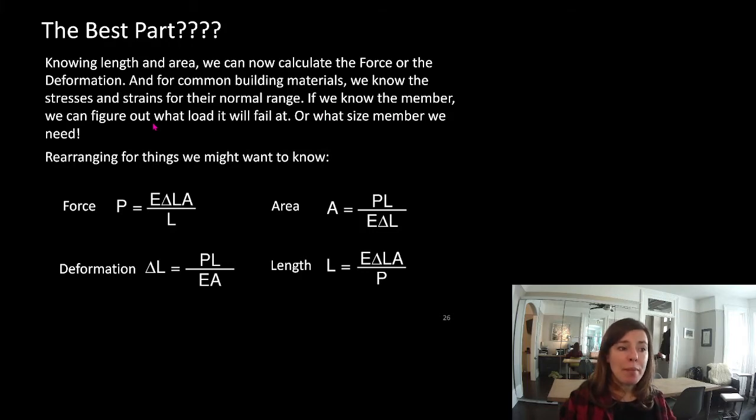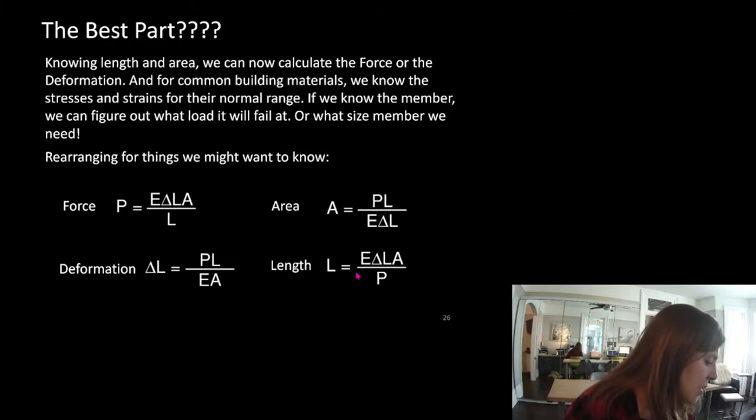If we know the member, we can figure out what load it will fail at, or what size member we need to make sure it doesn't fail. So rearranging for the thing we might want to know, all four of these equations are the same equation in the last slide, just rearranged for the thing we might want to know. What can we do with this? Let's take a look.